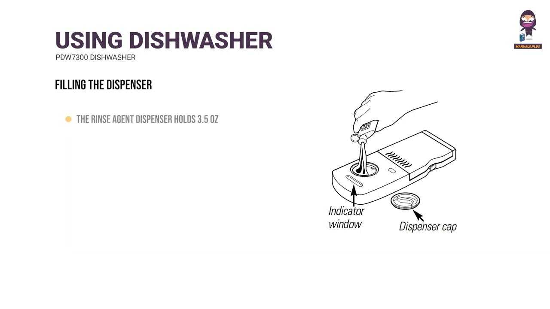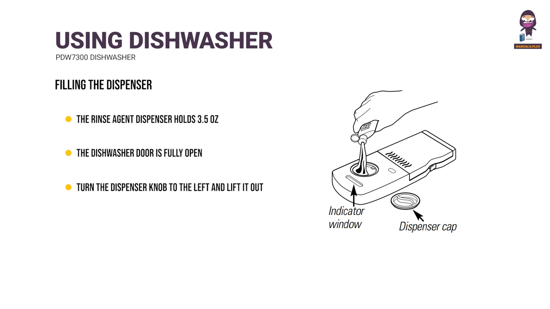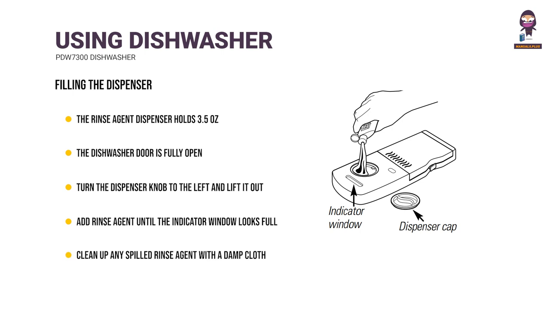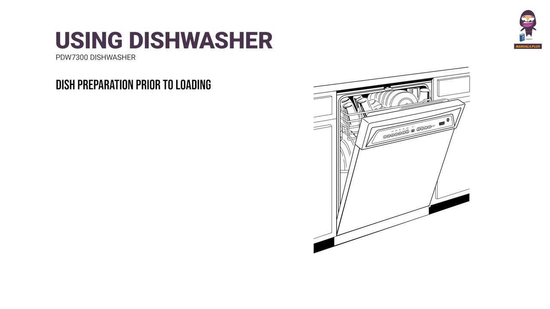Filling the dispenser. The rinse agent dispenser holds 3.5 ounces of rinse agent. Make sure the dishwasher door is fully open. Turn the dispenser knob to the left and lift it out. Add rinse agent until the indicator window looks full. Clean up any spilled rinse agent with a damp cloth. Replace the dispenser knob.